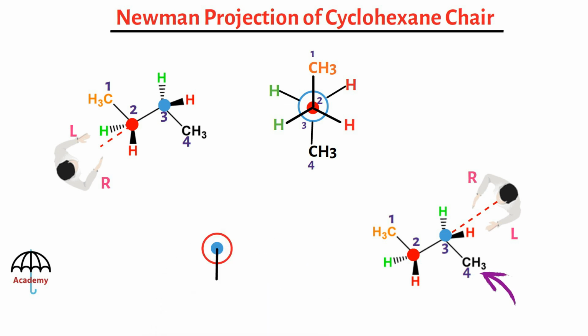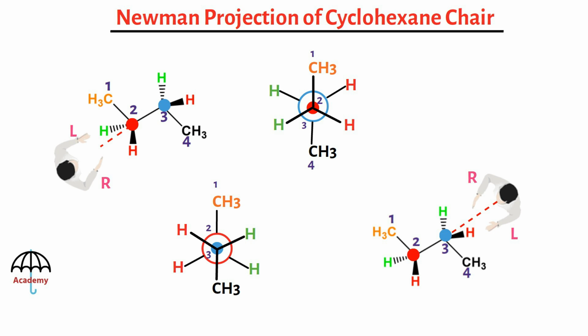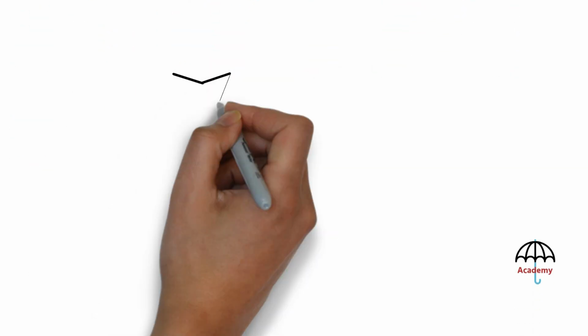Methyl on front carbon is pointing down. Green hydrogen pointing to the right and red hydrogen pointing to the left side. On the back carbon, methyl is pointing up. Red hydrogen is pointing to the left and green hydrogen is pointing to the right side. Viewing the molecule from either side is fine, as long as you accurately assign the positions of all attached atoms and groups. Let us now draw a cyclohexane chair and label the carbons.